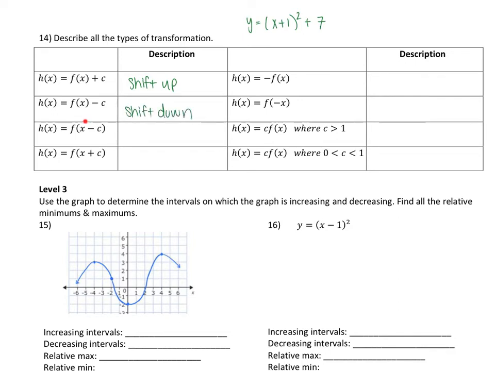Now, when you have something in parentheses or something under a root or absolute value sign, and the inside of the parentheses has a minus sign, that means it is going to be a right-hand shift. So shift right. Whenever there is a positive sign inside the parentheses or root, this is going to cause it to shift left. So positive signs on the inside shift left.